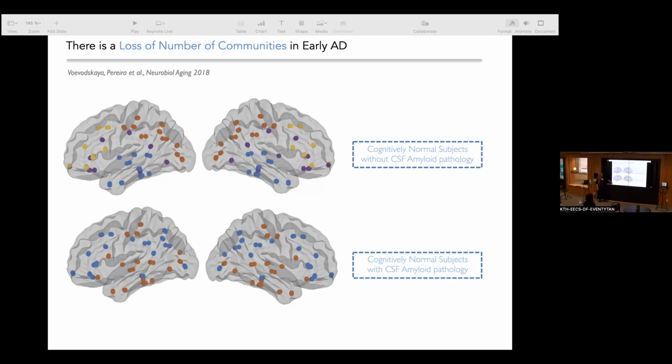When we look at the group that was cognitively normal but had signs of AD pathology, we found only 2 modules that did not seem to follow any kind of brain organization. And actually, when we quantify the modularity, we found that it was really decreased in this group over here. So this is another measure that we could use to potentially identify the very early stages of Alzheimer's.